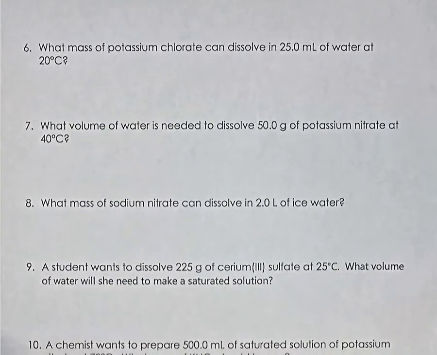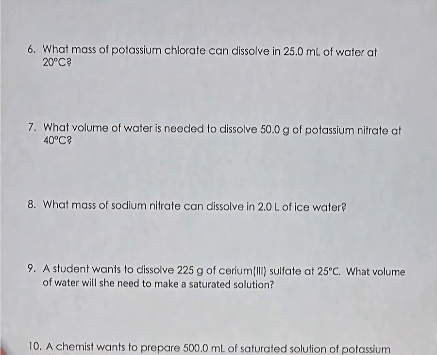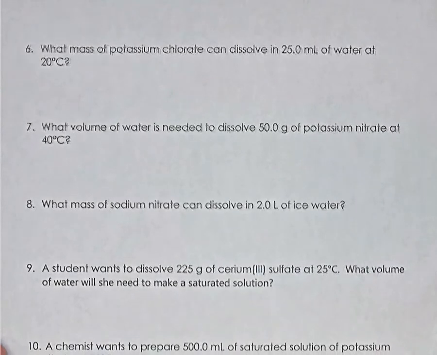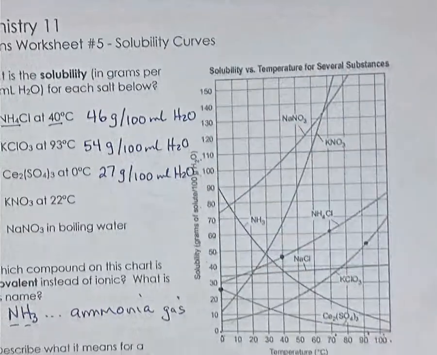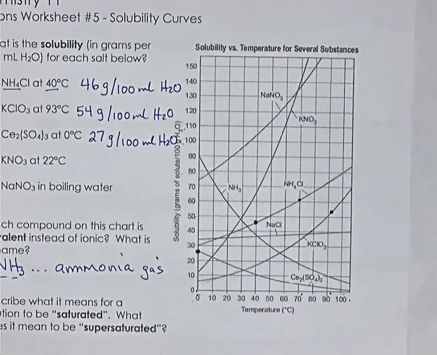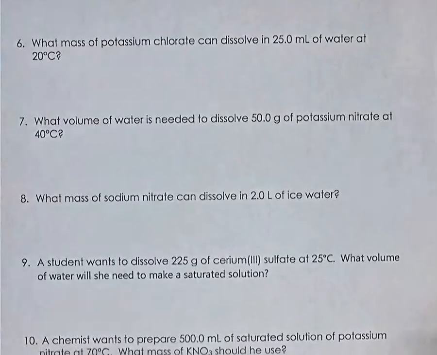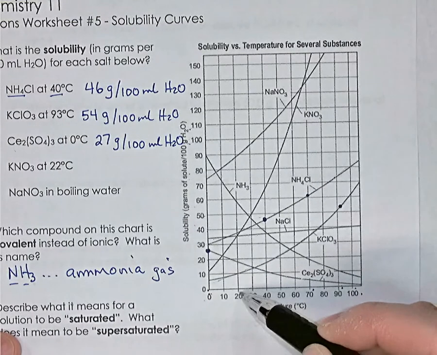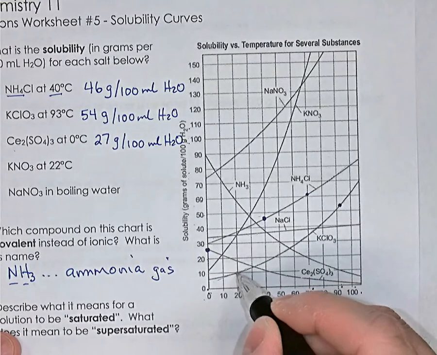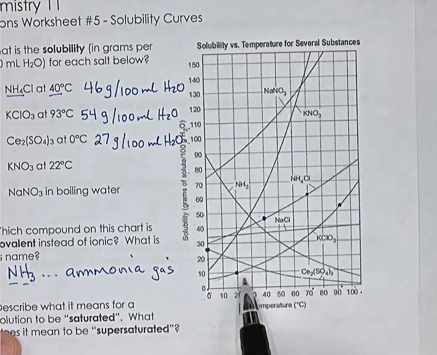All right, now let's do some unit multiplier calculations. What mass of potassium chlorate can dissolve in 25 mils of water at 20 degrees Celsius? So the first thing I want to do is take a look at my solubility chart for potassium chlorate at 20 degrees Celsius, and I need to look up the solubility. So 20 degrees Celsius, potassium chlorate, it's this point right here. It's maybe slightly less, but I think it's very close. I'm going to say 10 grams for every 100 milliliters.